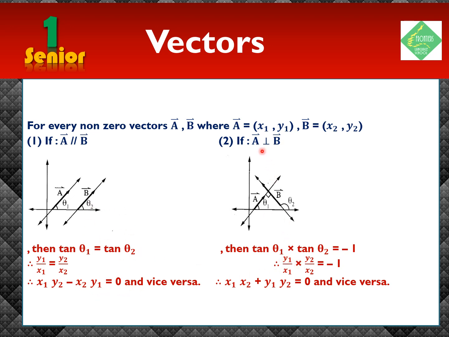And if the lines are perpendicular, then tan theta 1 times tan theta 2 equals negative 1. So y1 over x1 multiplying y2 over x2 equals negative 1. By applying multiplication, y1 y2 over x1 x2 equals negative 1, and by applying crisscross you will get x1 x2 plus y1 y2 equals 0. So when you find the x coordinates multiplied plus the y coordinates multiplied equals 0, they are perpendicular.